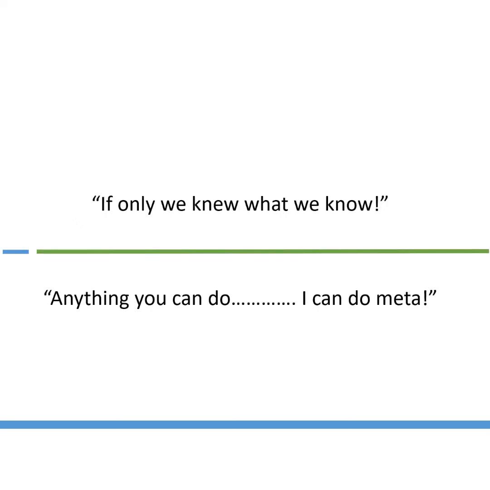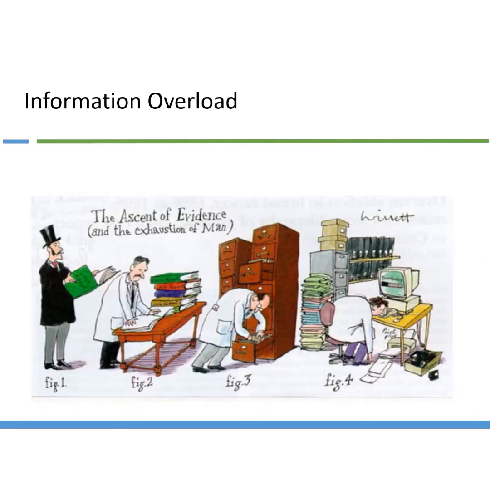If we only knew what we know, the systematic reviews are really not that new information. It's just information that's out there. We know it's out there, but we're combining them in one study. And anything you can do, I can do meta. So if you can do cross-sectional studies, if you can do RCTs, if you can do observational studies, we can do those, and we can meta-analyze those and combine them together in a meta-analysis if possible.